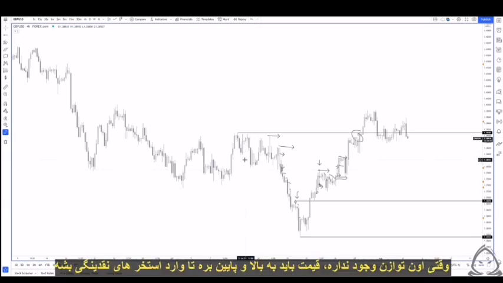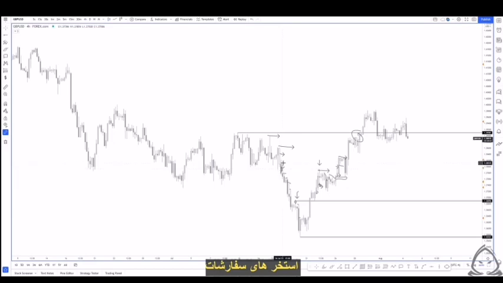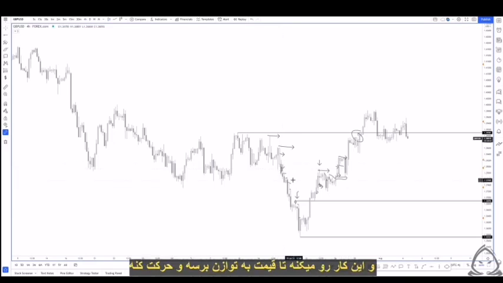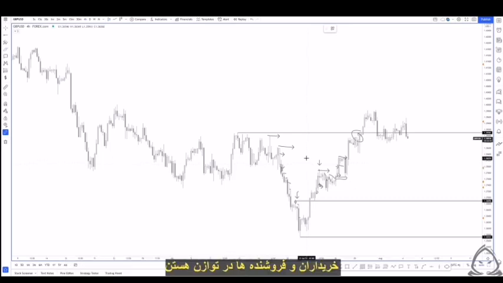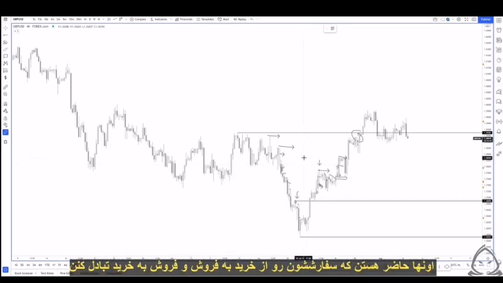When that balance does not exist, price needs to move up or down in order to tap into pools of liquidity or pools of orders. In order to do that, that then balances the market, which then causes price to move. When there's no liquidity, price needs to move rapidly. When there is liquidity, price tends to consolidate because there's a fair value of orders that exist. Buyers and sellers are in harmony. They're willing to exchange their orders from buy to sell to buy.